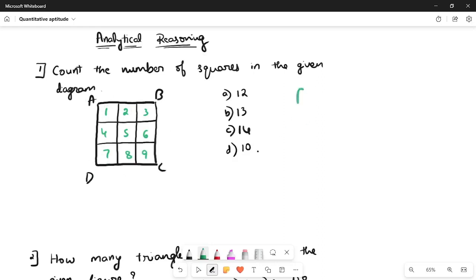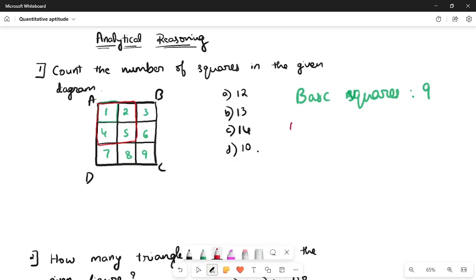So basic squares, how many are there? 9 are there. These are of each unit. I'm considering one single square, so there are 9 such. Now what I do is I'll take 4 together, like 1, 2, 4, 5. So when I consider 4 unit squares together, I'm getting another square. This is one square when I consider all 4 squares together.